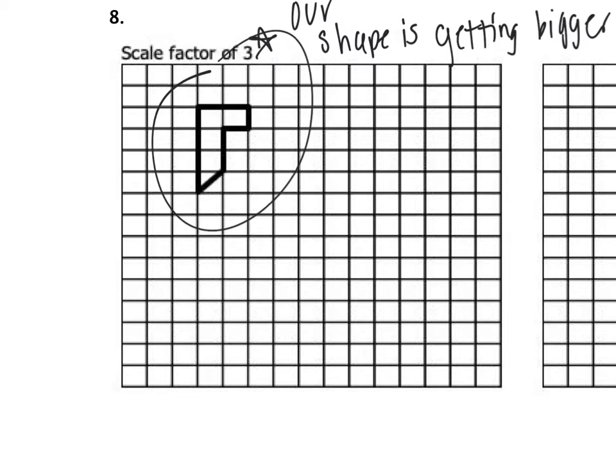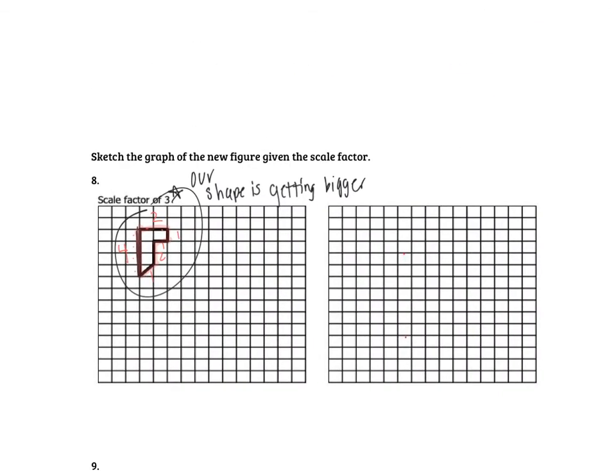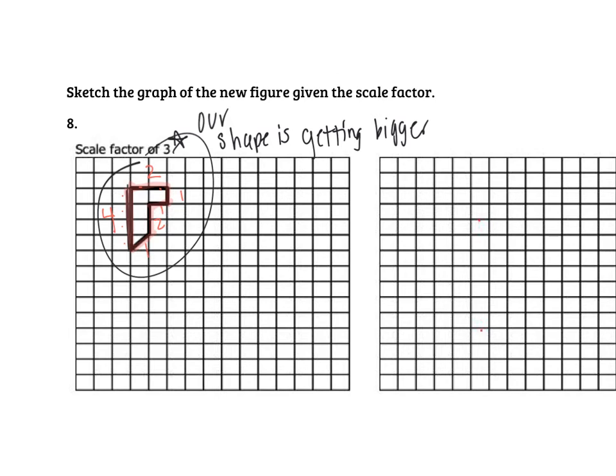A scale factor of 3 just tells me I'm going to take each side length that's originally given to me and I'm going to multiply it by 3. Okay, so I'm going to count how long each side length is. This one right here is 1, 2, 3, 4 originally. 1, 2, 1, 1, 2, 1. Okay? Over here, I'm going to multiply each of those sides by 3. That's what the scale factor tells me.